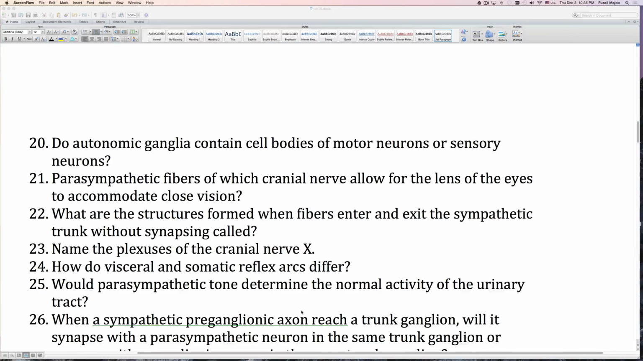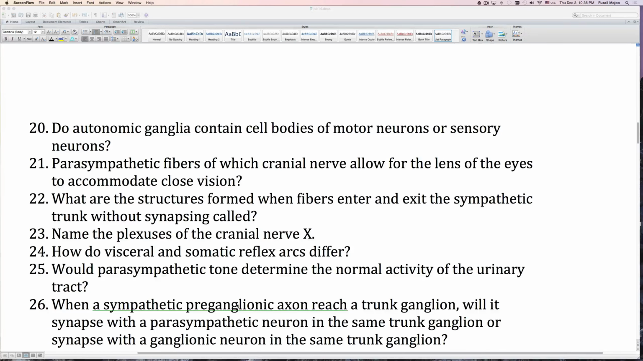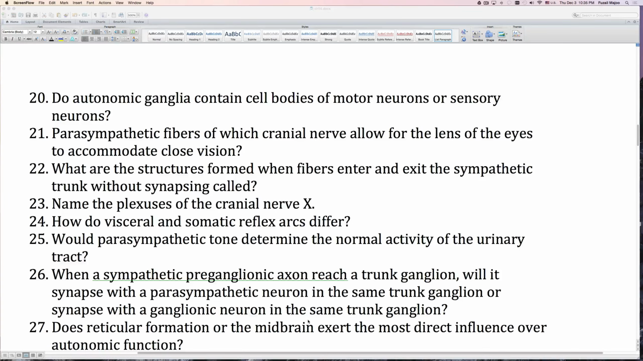Okay, number 26. When a sympathetic preganglionic axon reaches the trunk ganglion, will it synapse with the parasympathetic neuron in the same trunk ganglion or synapse with the ganglionic neuron in the same trunk ganglion?